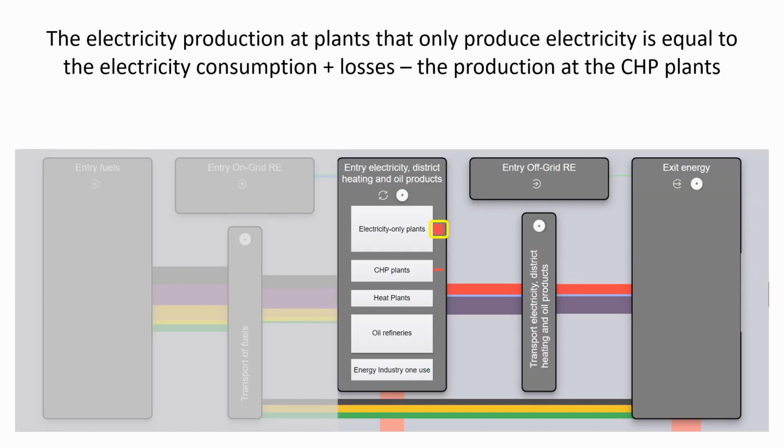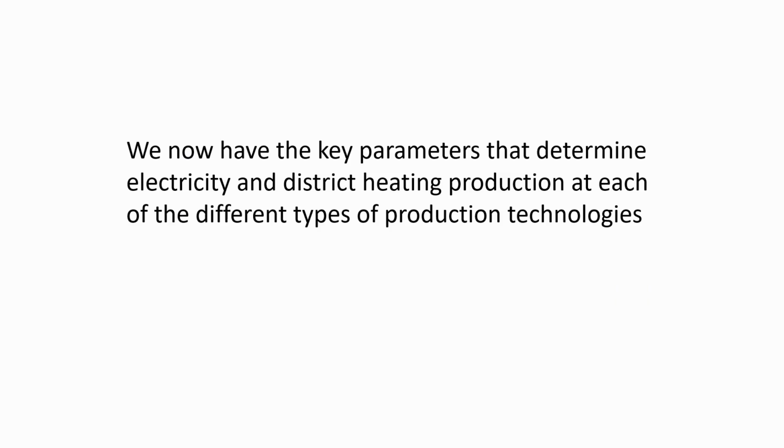We know the total electricity consumption. We also know how much electricity is produced on CHP plants. And then we, of course, also know the electricity production on the electricity-only plants. We therefore now have the key parameters that determine electricity and district heating production at each of the different types of production technologies.